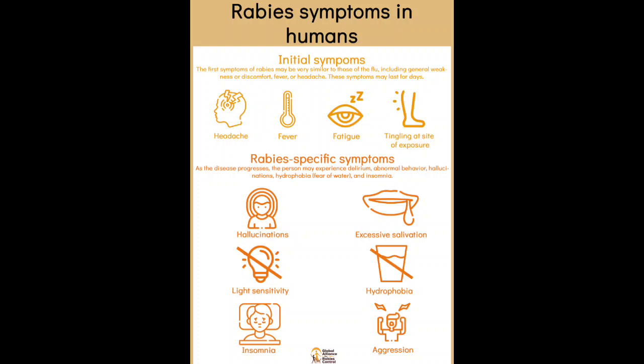The second phase is the acute neurologic phase. This phase is characterized by hyperexcitability, that is anxiety, agitation, and hyperactivity. There is also autonomic dysfunction, which is characterized by an increase in lacrimation, salivation, and perspiration. There are also cardiac arrhythmias and priapism. The most common feature of this phase is hydrophobia and aerophobia.